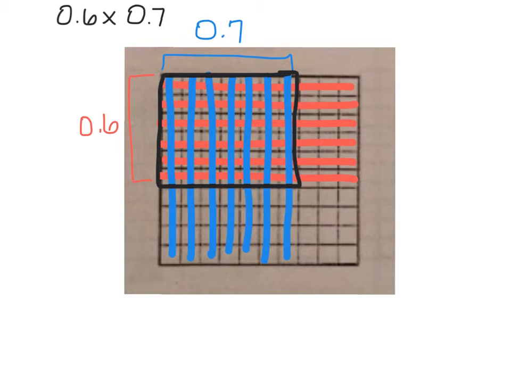And so since there's 1, 2, 3, 4, 5, 6, 7 by 1, 2, 3, 4, 5, 6, we know that 7 times 6 is 42. So if I were to count up each individual square or hundredth, I'm going to get 42 hundredths. So our answer to this problem is 42 hundredths.